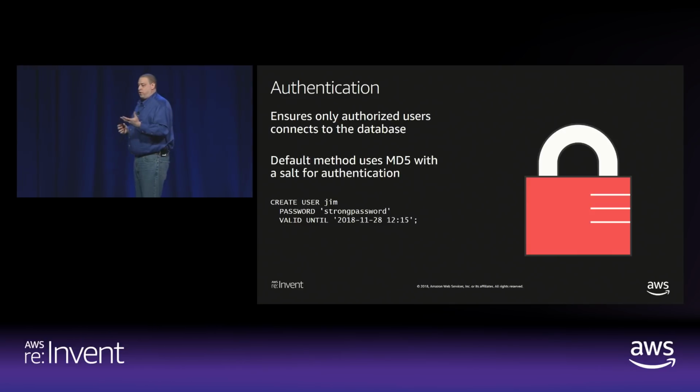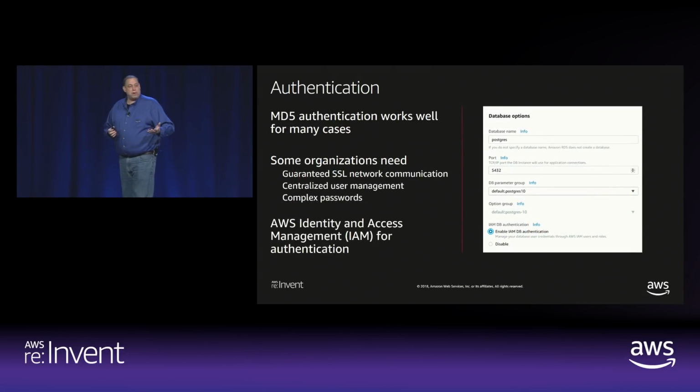But when you have a secure communication, now you want to authenticate and connect to the database. Postgres, by default, uses MD5 with salt for authentication against database users. You'll create your user and give it some sort of strong password. You could have a valid until if you'd like. And that works really well for a lot of people. In a lot of cases, that's enough security for them.